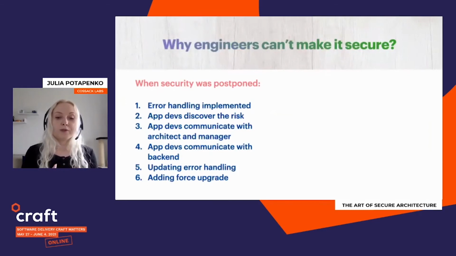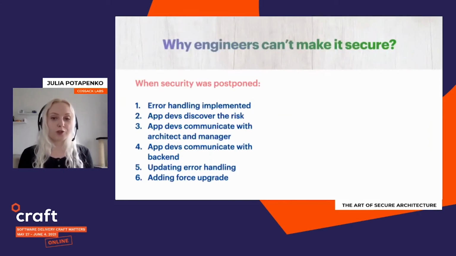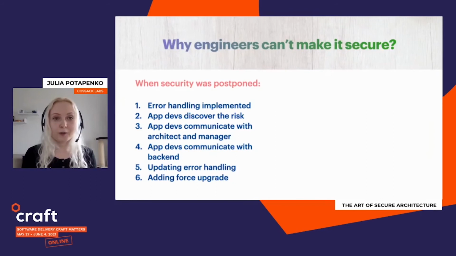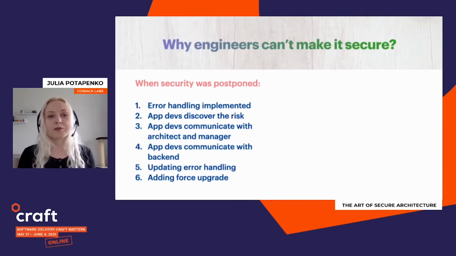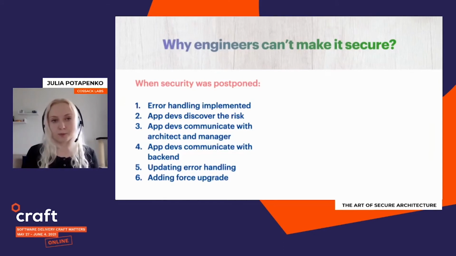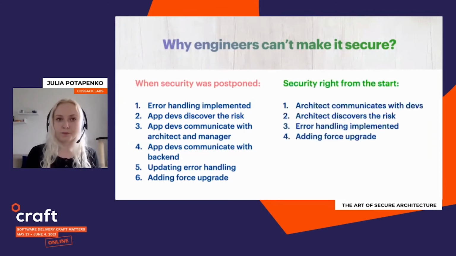So if this feature is postponed, which happens pretty often, if the risk was missed at the very beginning, error handling logic was already implemented, then the team discovers that they actually need a force upgrade feature. A lot of communication should happen then, and only then can we update error handling logic, add some logic to the backend, and add our feature.